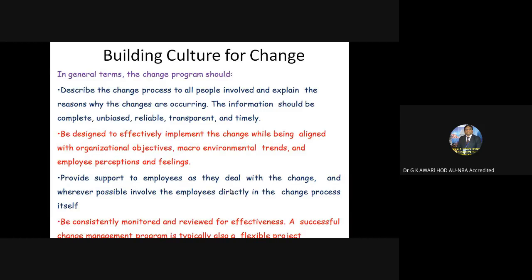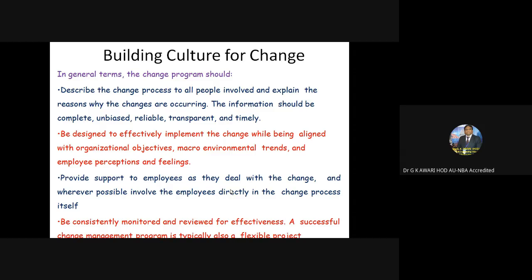It should be designed to effectively implement the change while being aligned with organizational objectives, macro environmental trends, and employee perceptions and feelings. Everything should be dealt with in the case of building up a culture for change. Employee feelings, their sentiments, their emotions should also be kept in mind while developing a culture. Provide support to employees as they deal with the change, and whenever possible involve the employees directly in the change process itself. If the employees are not involved, if the management is not providing support to the employees, because they are the ones dealing with whatever change you bring at their level, naturally they should be involved and supported.